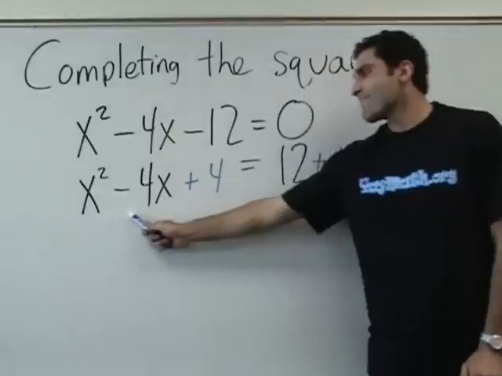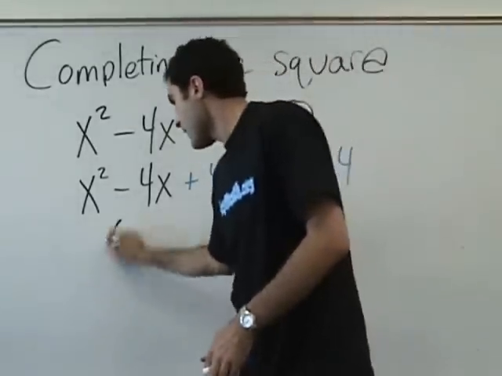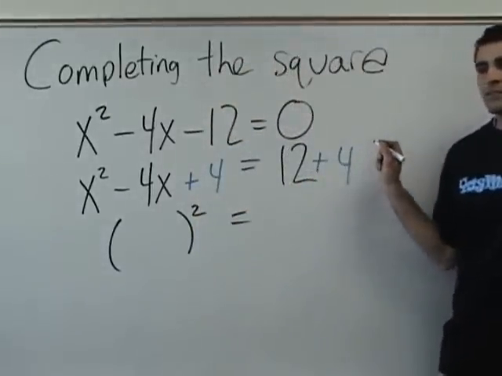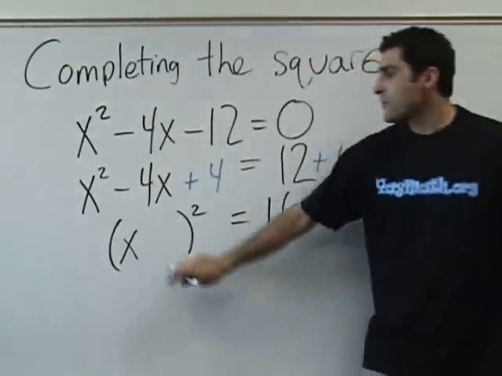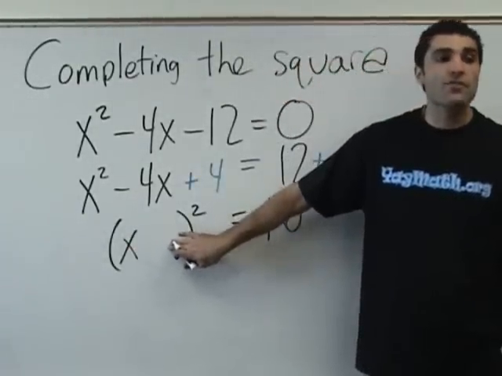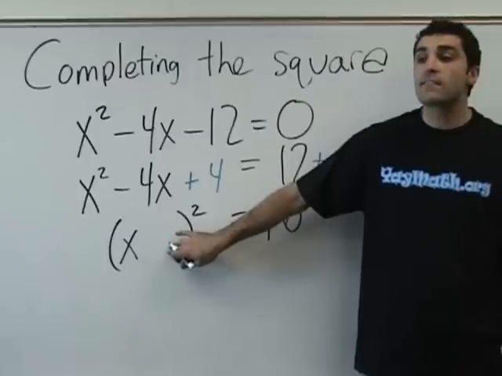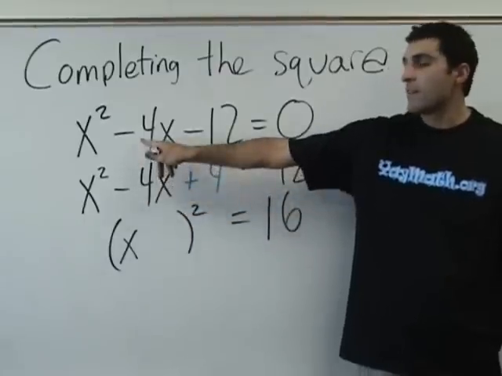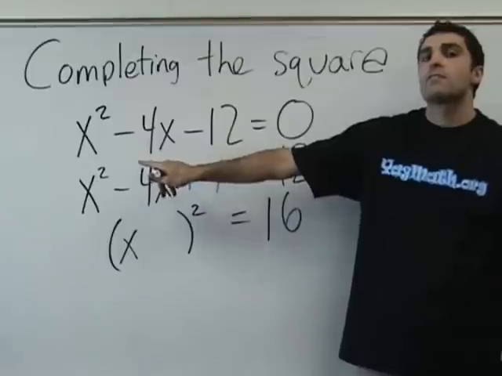So now this can be factored. Here it comes, squared. What's 12 and 4? 16. Here's x. And remember we said this is b over 2 goes here. So what's b over 2? What's b? Negative 4. So b is negative 4. Hold on, negative 2 and then square.